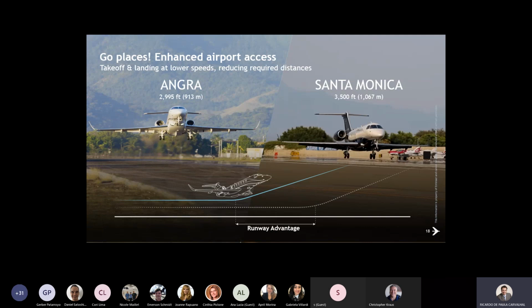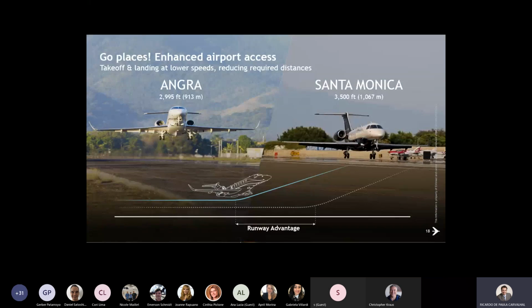Going far is very important. However, business aviation is also about where you go, right? So the Praetors have the best runway performance of their categories. What that means, runway performance, is they can land and take off in shorter runways than its competitors.